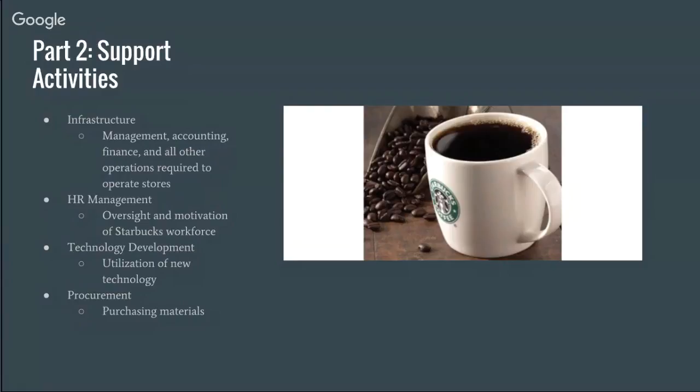So, and then technology development, and this is just the utilization of new technology to improve business performance. So an example of this within Starbucks might be new coffee machines that produce better coffee with less wasted coffee beans, or big coffee bean roasters that roast quicker in order to streamline the process of making coffee. And then lastly, we have procurement, which is purchasing the materials needed to make the final product, which would in this case be coffee, and all of the machinery required to roast the coffee and brew it, etc., etc.